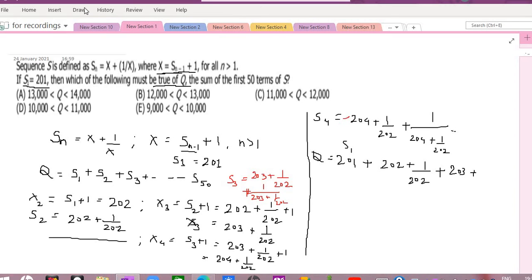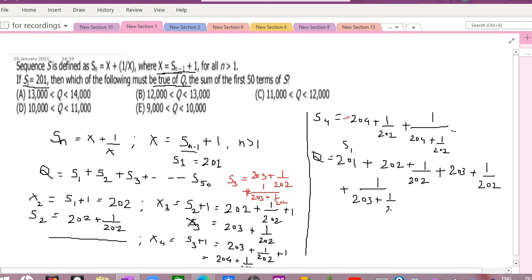Okay. So let me write these values over there so that we will be able to observe more clearly. So this time your S3 is going to be 203 plus 1 by 202 plus, now the same thing, 1 over 203 plus 1 by 202 plus, what is the S4 that we found out? This is the S4 that we found out. So let me write the entire thing down. 204 plus 1 by 202 plus 1 by 204 plus 1 by, so 1 by x, right?